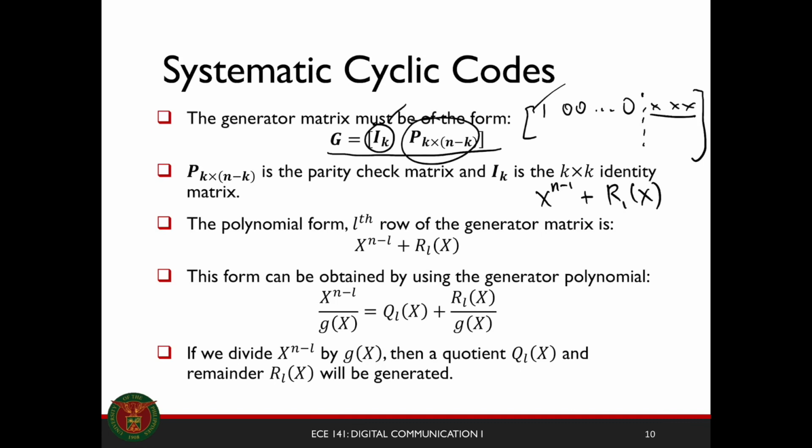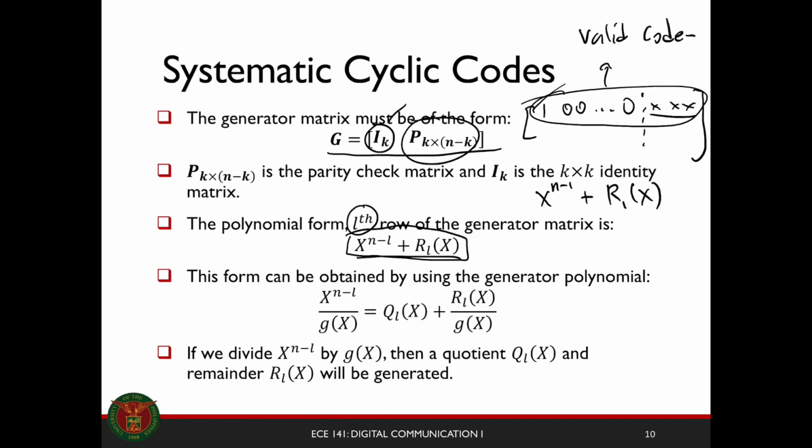Generalizing that, the l-th row of your generator matrix is equal to this. How do we obtain this form using the generator polynomial, so that the cyclic code words are systematic? This form can be obtained by dividing the given row by g(x). Since each row of the generator matrix of a systematic code is a valid code word, if we divide this row by g(x), the remainder should be 0.